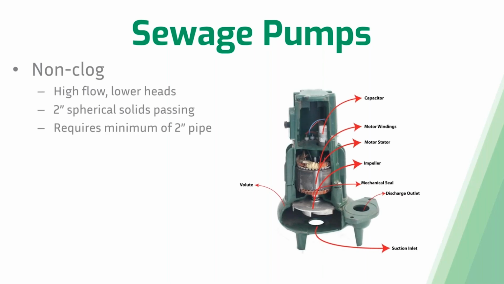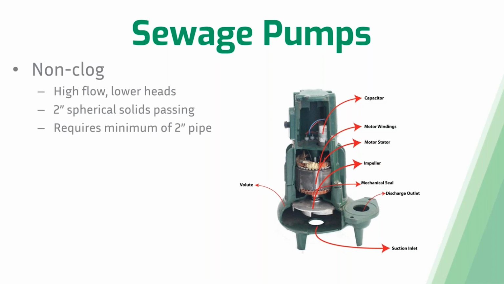These pumps put out very high flow, but don't handle very high heads or high pressures that you might find in a system. And these pumps are required to pass at least 2-inch spherical solids. Now, some of these pumps can be made to pass much larger solids, but in order to be considered a non-clog sewage pump, they must meet that 2-inch minimum. Typically, you're going to have a space between the impeller and the inlet of that pump to allow those solids in and to prevent any sort of jamming from occurring.